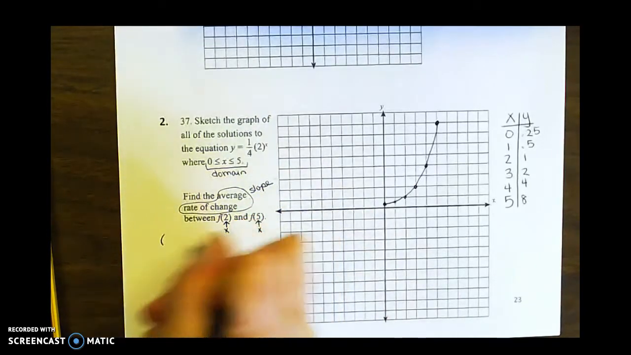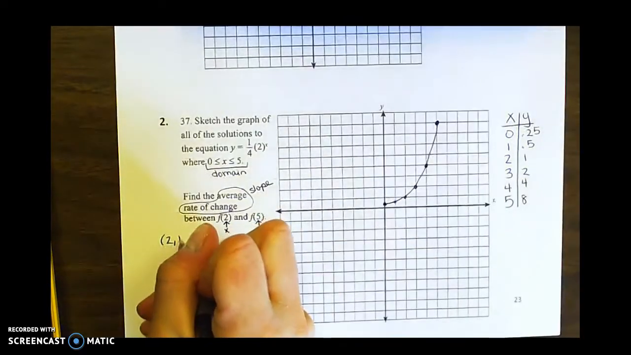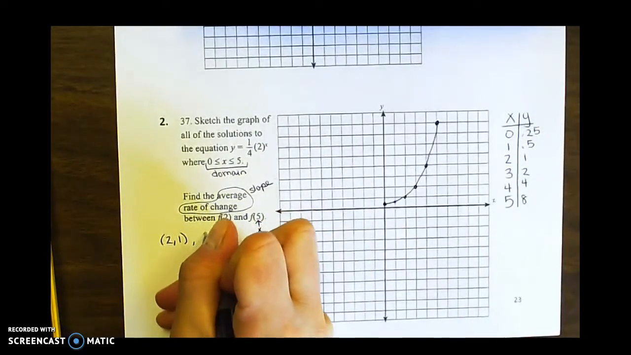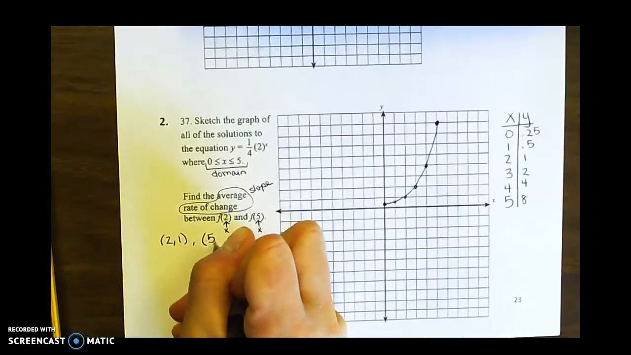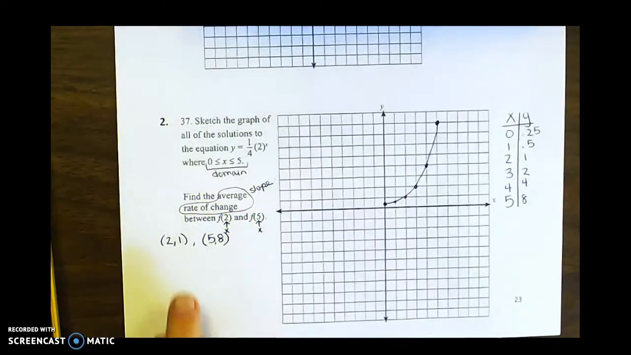So my first point is going to be the point 2, comma, now if I come over here, it's 2, 1. And then my second point is going to be 5, comma, and I'm going to look over here, 5, comma, and it's going to be 8. And now I'm going to use the slope formula, the average rate of change, to find that out.